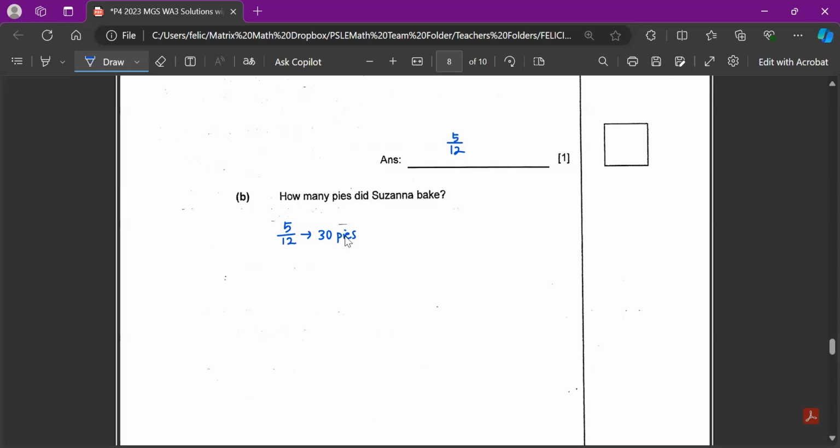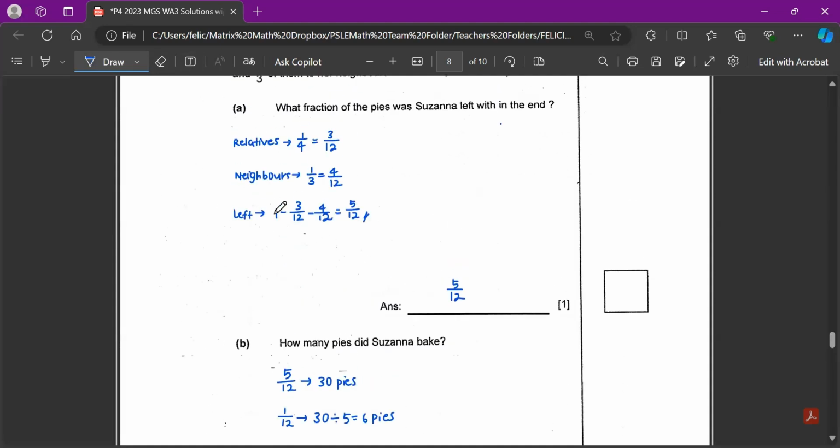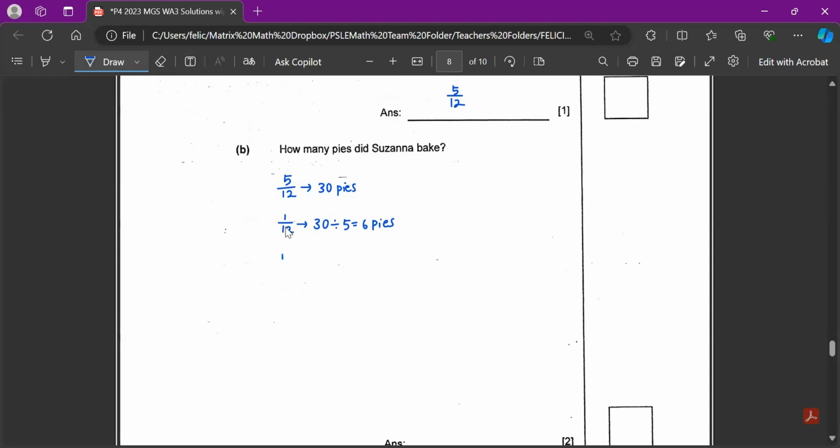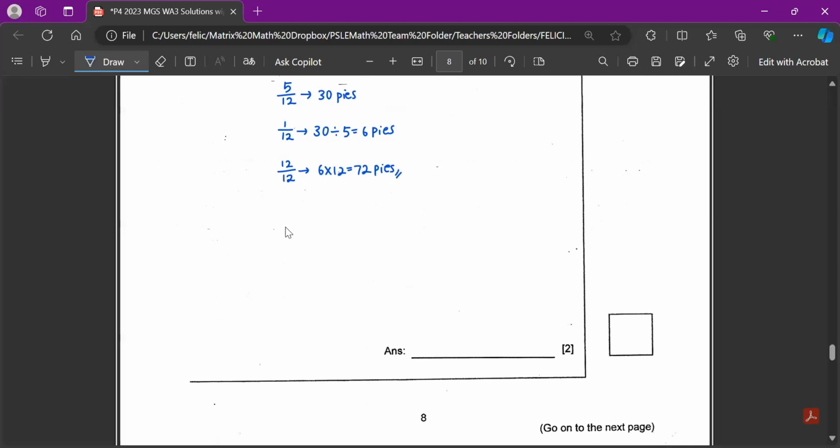Now, naturally, the next thing is to find 1 unit. So 1 unit means 1 out of 12. Present it this way. To find 1 unit, you can just use 30 divided by 5, because 5 units represents 30 pies. Now we want how many she baked. Remember, all together what she baked is 1, and one whole also means all the 12 units, 12 out of 12. So simply 6 times 12, which gives us 72 pies. So this is your answer.